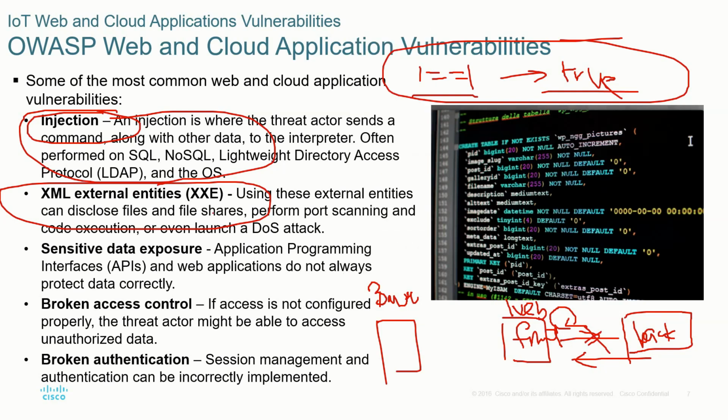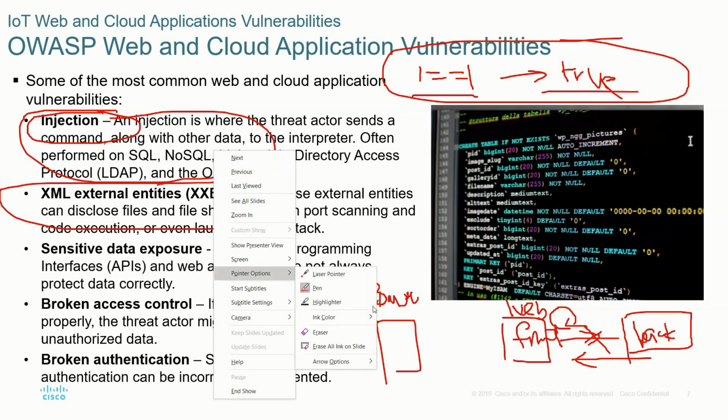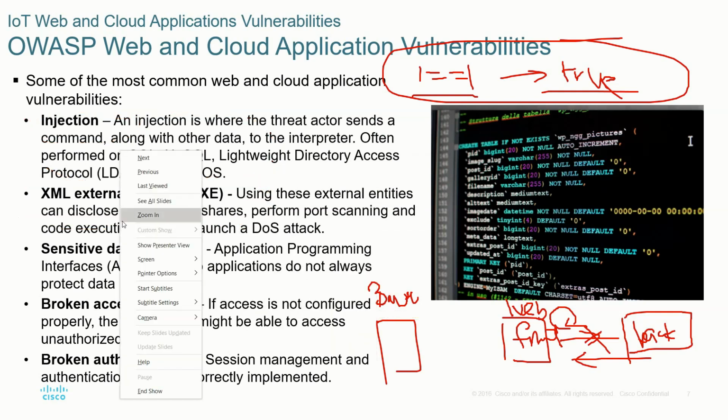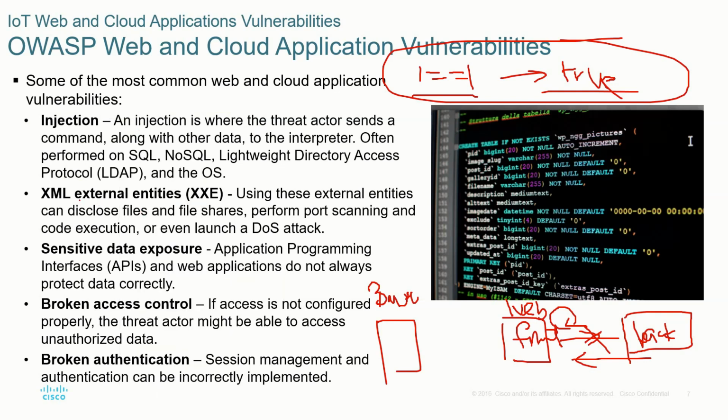Of course, there are other things like XML external entity, which may disclose some files and file shares, port scanning, and all this kind of stuff. Okay, so there's XML. Sensitive data exposure, APIs. This is less and less, and this is more and more. This has been replaced with this. A lot of this is JSON and RESTful, REST. The technology behind the scenes.